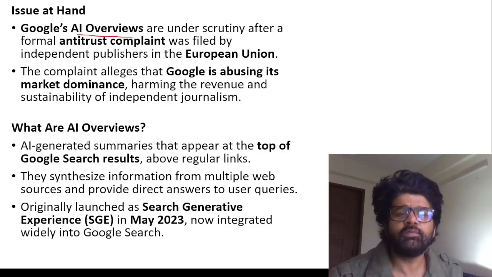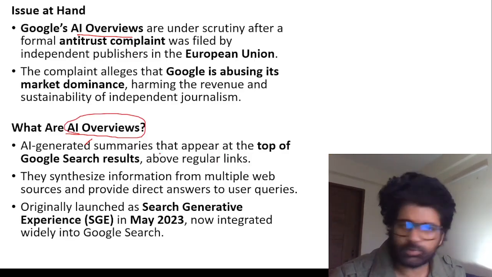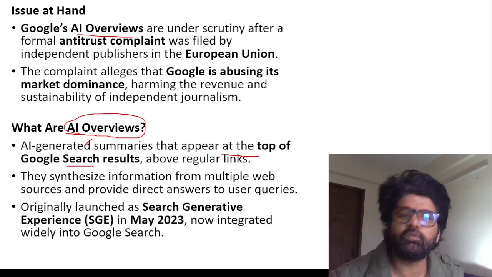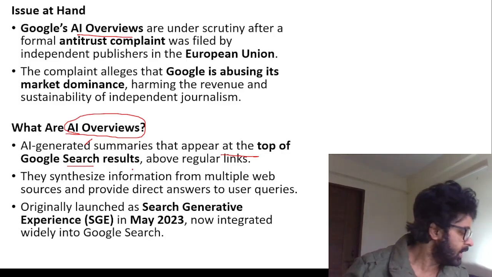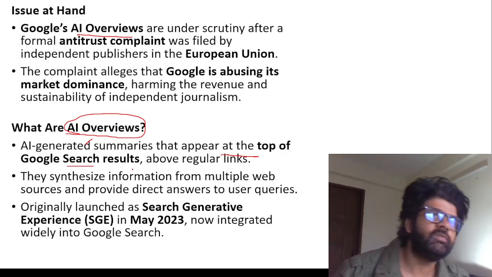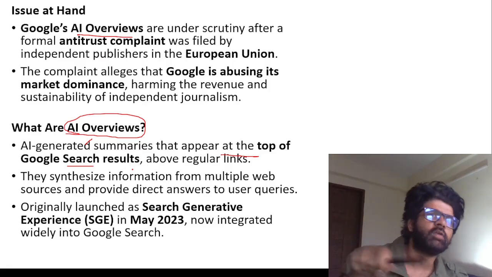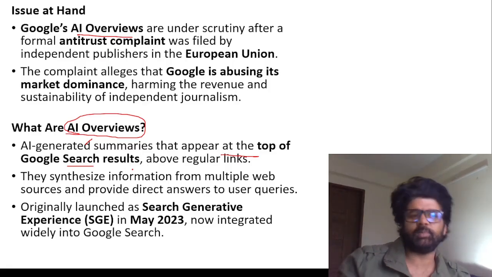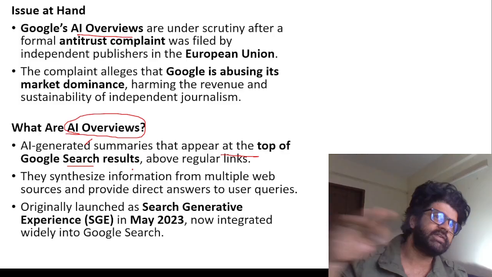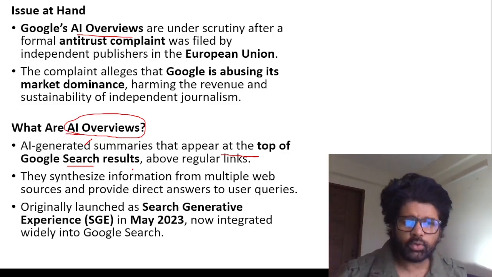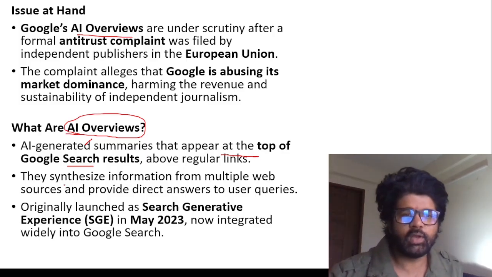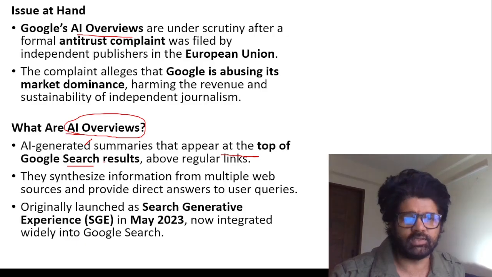A complaint has been filed. First of all, you have to understand, they can ask you what AI overviews are. They don't appear at the bottom. They appear at the top of the Google search result, and that is a problem. If they had appeared at the bottom, that would have been fine, right? People would have clicked on the website first, and then maybe gone to the bottom. But if it is at the top, people are not going to the links from where AI overview is accessing data using their Gemini.